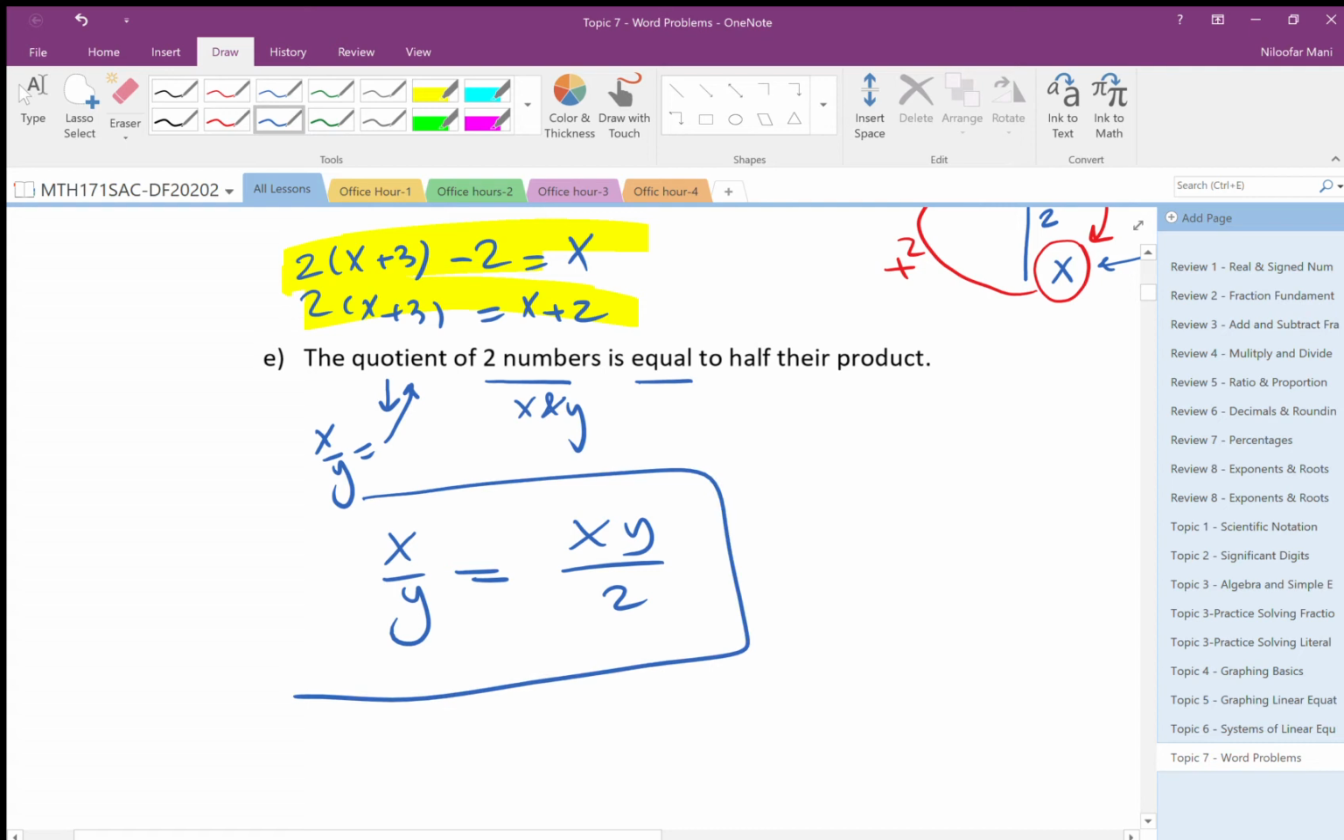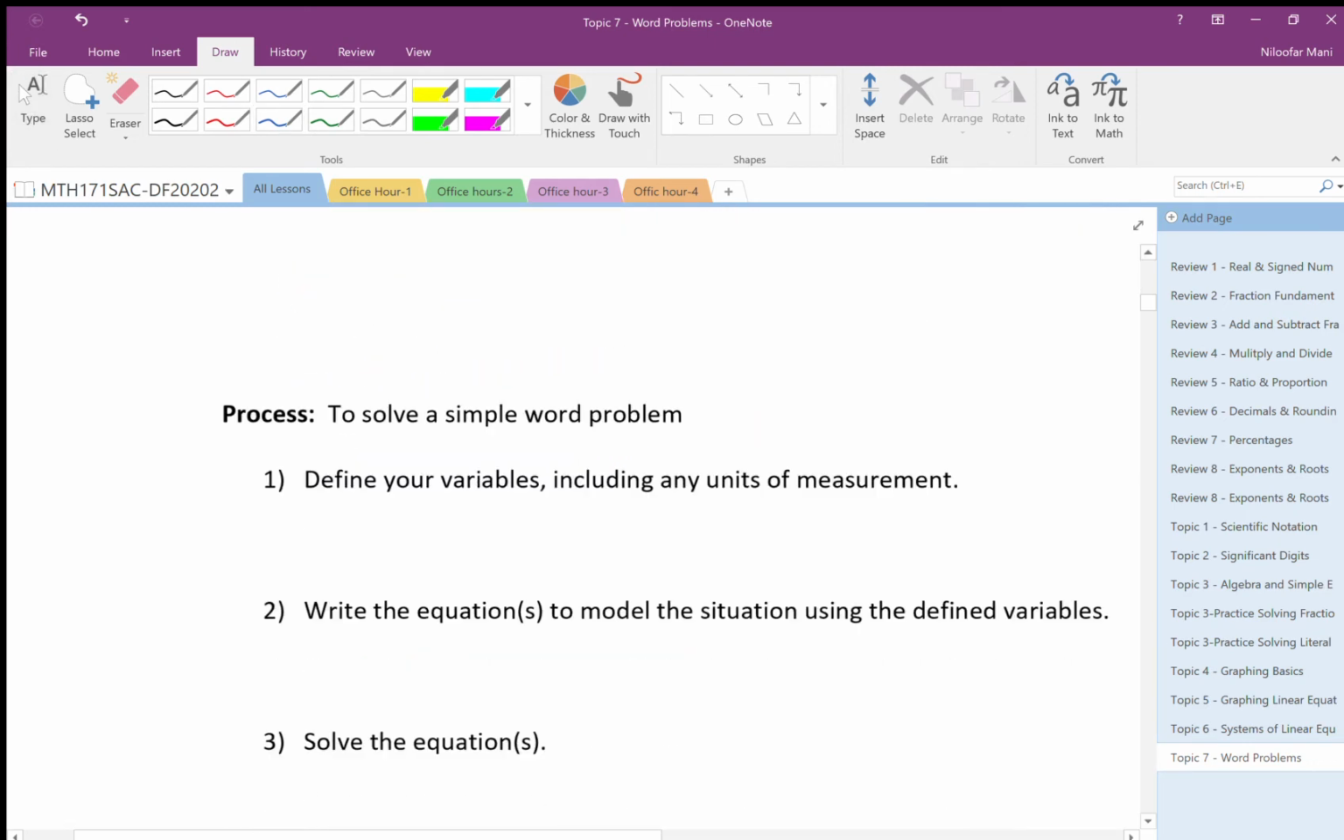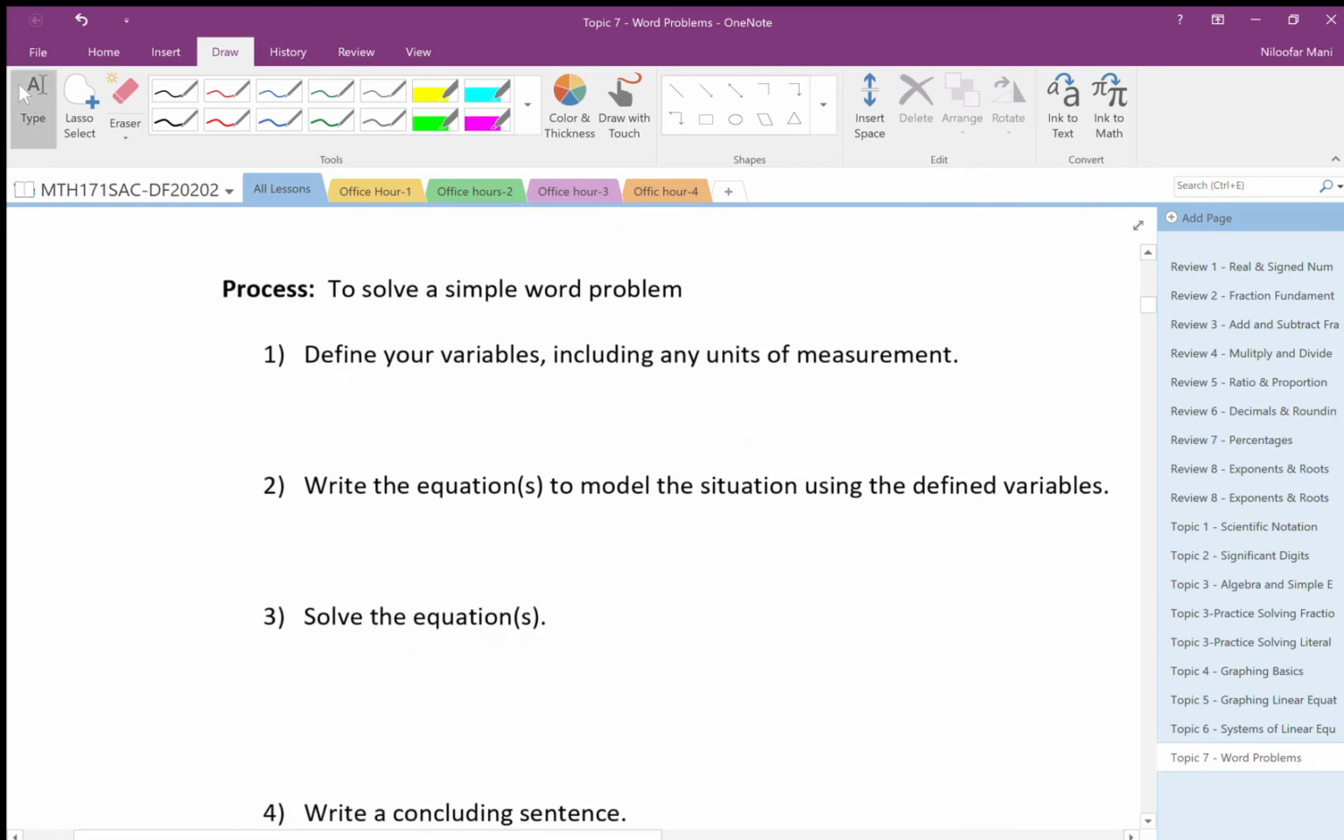Perfect. So we did that. And then here it says how to solve a simple word problem. I don't like to say how to solve simple word problems, because then you ask me how about hard problems. So I have one method for all of them. First of all, you have to read the question. So read the question first. Understand what the type is.